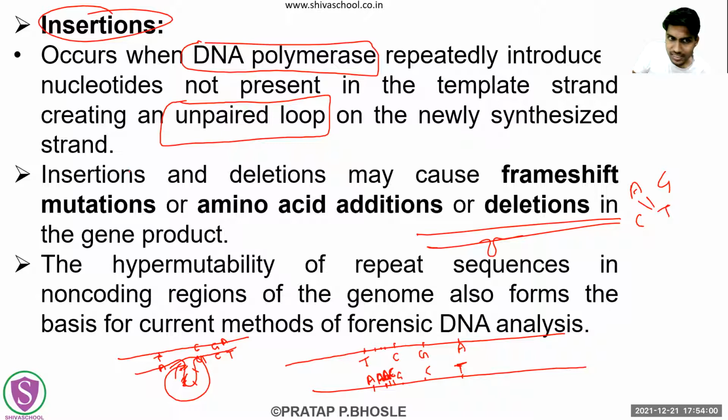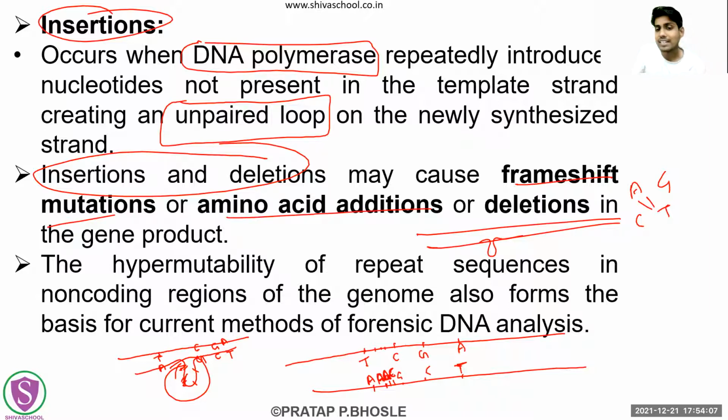Now, whatever insertions and deletions we have just seen, they may cause a frame shift mutation, or amino acid additions or deletions. The frame shift mutation we have seen almost twice. So you must have understood by now: what is the frame shift mutation? The entire reading frame of the nucleotide triplet codons will get changed. Maybe an amino acid addition, why can it happen?